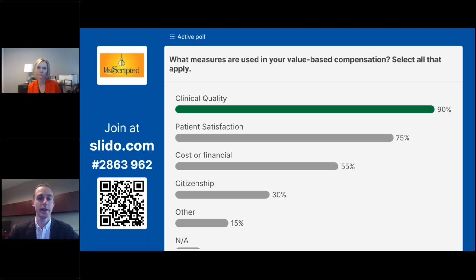I know that some of our audience now is in private practice, and I think that's maybe come through more there. If you're employed by a hospital or health system, it's sometimes harder to integrate those cost and financial metrics, but I do think we'll see more of that going forward.